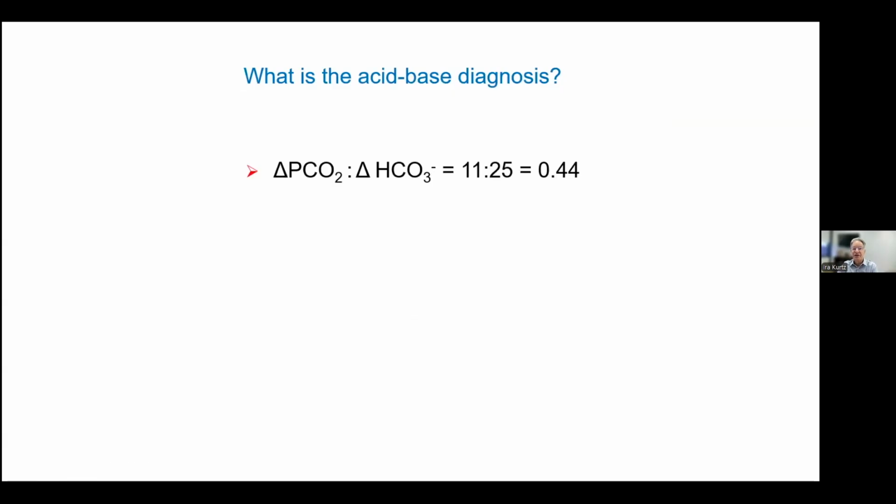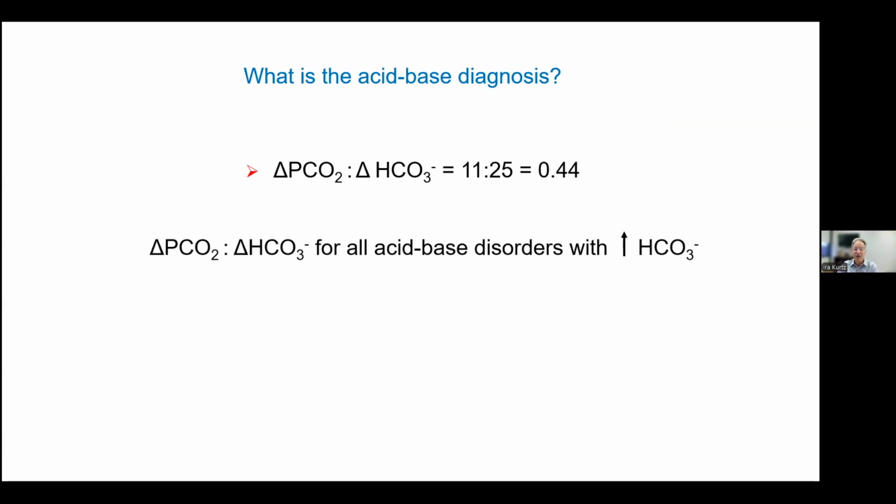So what is the diagnosis? Well, the acid-base diagnosis, we do the same sort of thing. We look at the delta PCO2 to delta bicarbonate. And in this case, the PCO2 change increased by 11 and the bicarbonate increased by 25. So we get a ratio of 0.44.